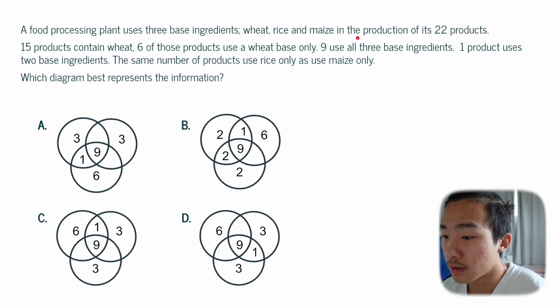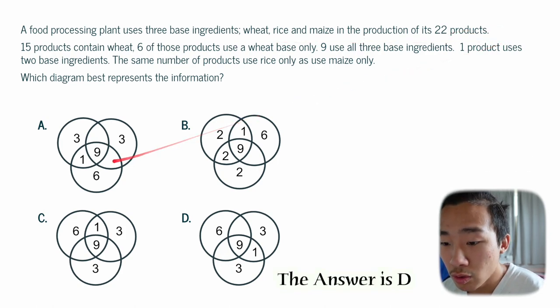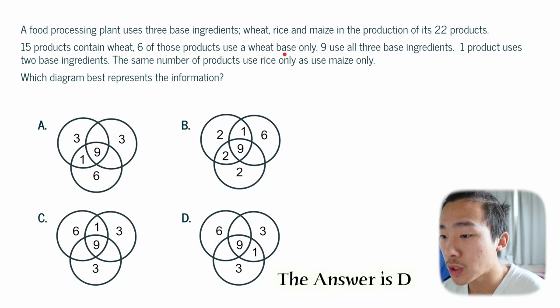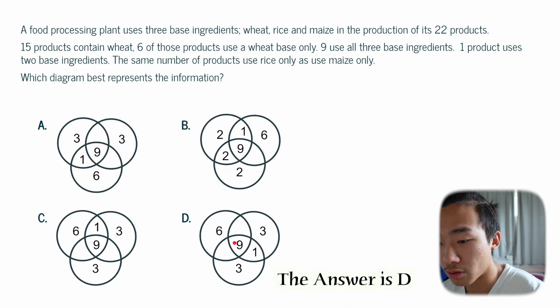So if you look at this, there's a total of 22, and something you can quickly do is to add all of these numbers up, which should all equal 22. Nice. And now we have 15 products containing wheat. 6 of these products use a wheat base, and 9 use 3 ingredients. So now we know 6 only uses wheat, so 6 should be on the outside, 9 should be in the middle because it uses all 3 ingredients.